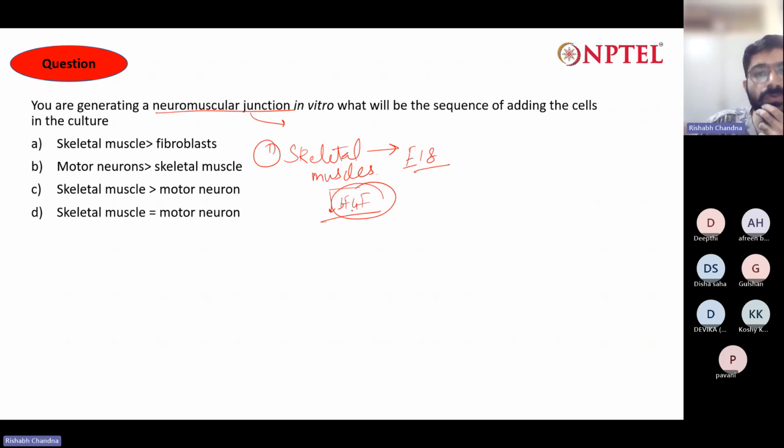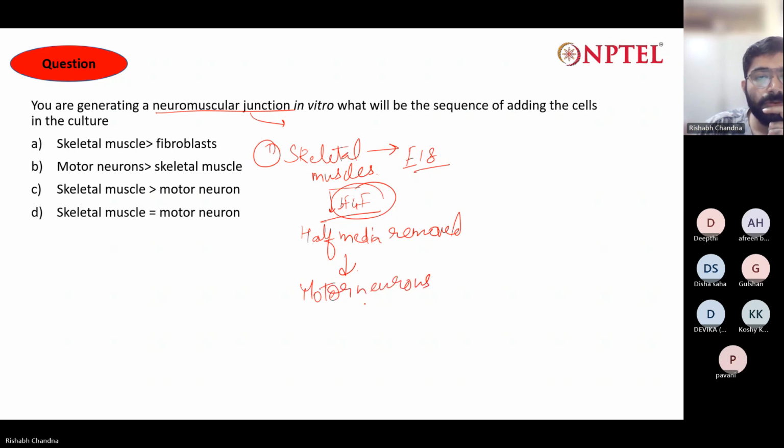Now what we do after this whole thing is done, we just take out half of the media. Then we add the motor neuron. Okay, so what is the age at which we isolate motor neurons? It's embryonic 14. Okay, from the ventral horn of the spinal cord. And now after a few days, we'll remove the full media that is there, and we add the new media.